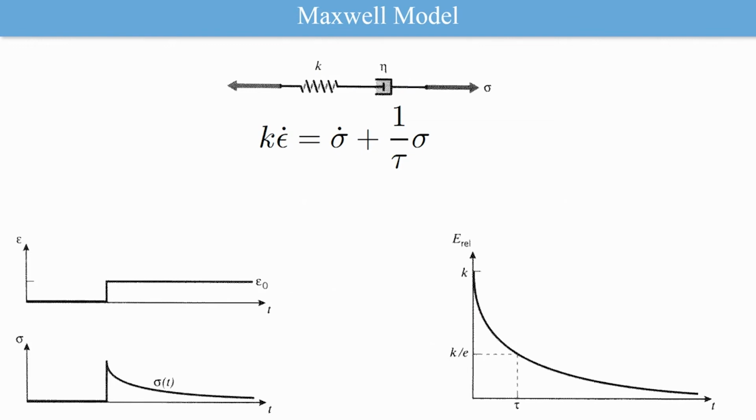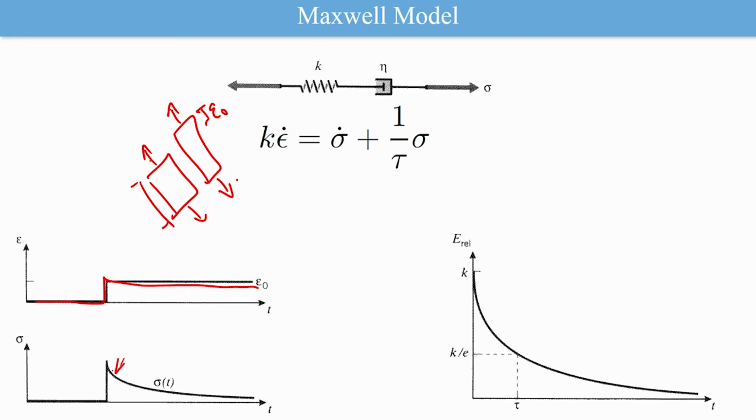For that I will just show an example. There is a material and you were loading it suddenly to a strain of epsilon 0. You strained it like this and you are keeping it like this. Now, you have seen stress relaxation. The stress will actually reduce with time. The stress is reducing with time. So, sigma of t actually decreases with time, correct.